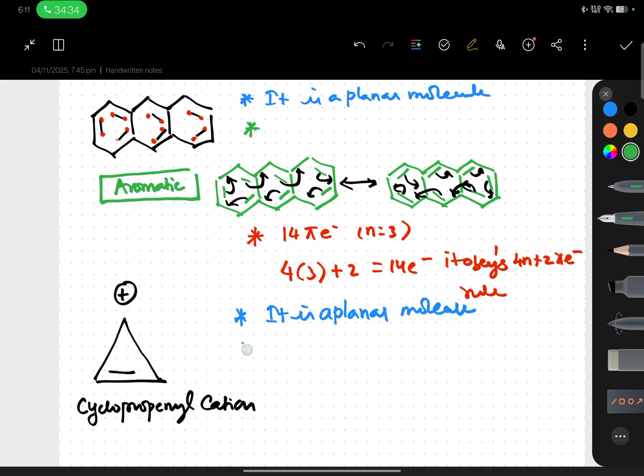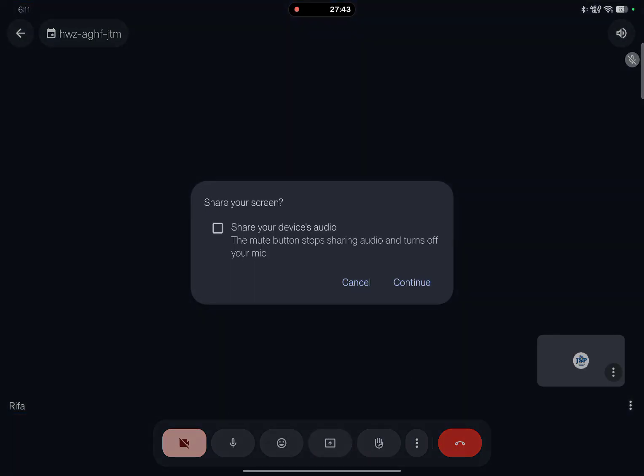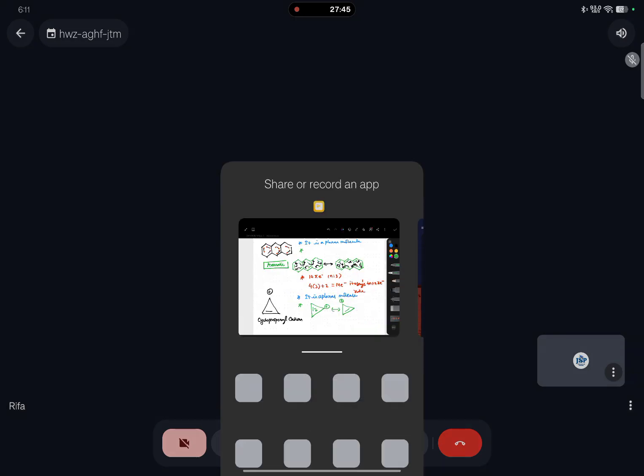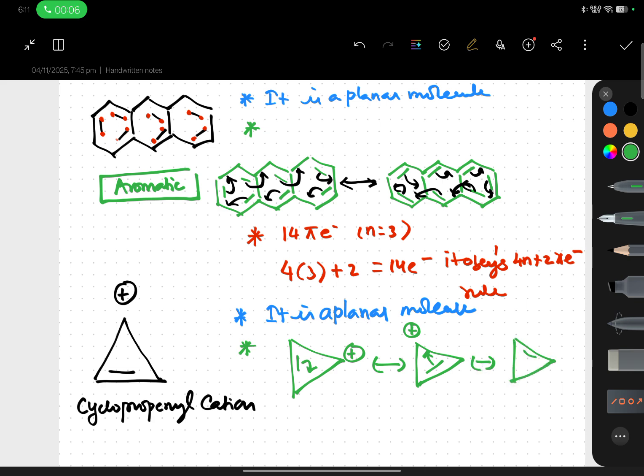What is the third point? It should be aromatic. It should be undergoing delocalization. Correct? So when this shifts here, the bond goes here and the positive charge moves here. Again, what will happen? This bond moves here and then the positive shifts here. So likewise, it can undergo delocalization.